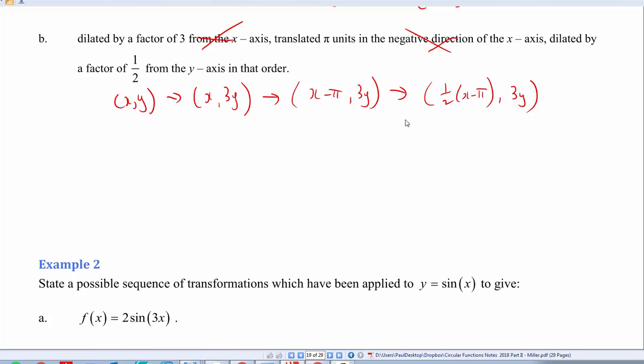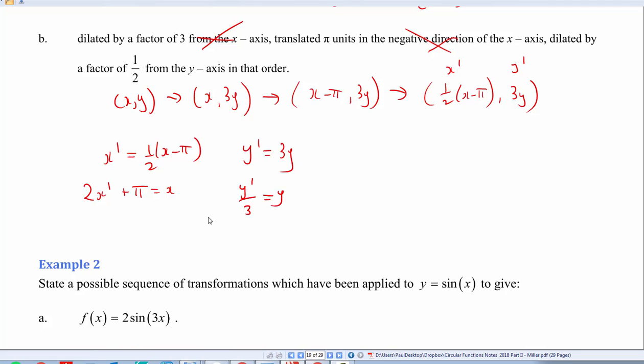So we'll go x dash and y dash at the top. X dash, the image, can be found by doing that. Y dash can be found by doing that. Now what we need to do is make x the subject and y the subject. So let's take a couple of steps on this. 2x dash plus pi equals x. I can do this in one step. And y dash on 3 is equal to y.